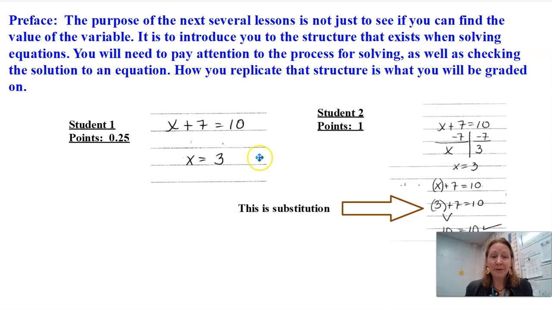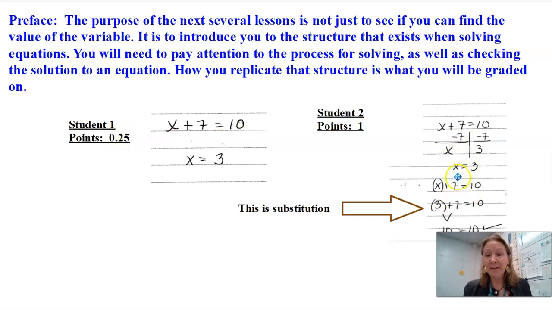So look at this first student that knew that x equals 3. Cool, it's great. That shows me that they know how to count up from 7 and go 8, 9, 10. The answer must be 3. And that's great. So I give you some points because you figured out the missing number.